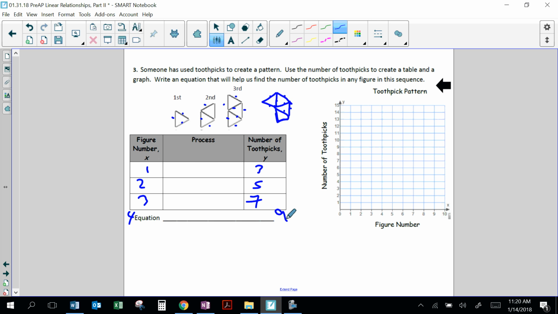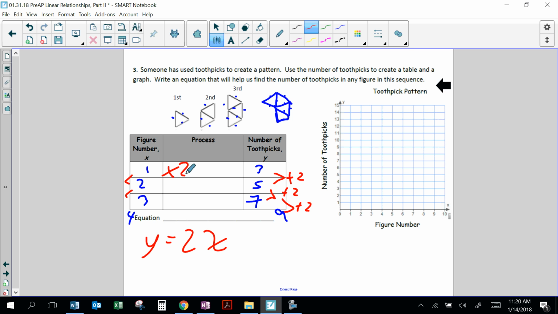So is the number of toothpicks increasing by 2 for every figure number I draw? Yes. So plus 2, plus 2, plus 2. And this is for every one figure number. So the rate of change is 2x. That means it's changing by 2. So what is the initial starting value?